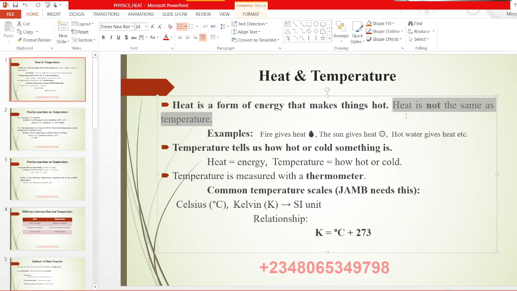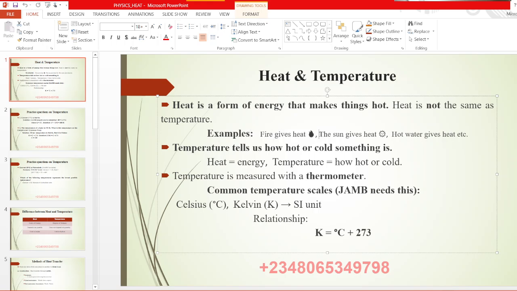It should not be misinterpreted with temperature. They are two different things, and most students make mistakes on that. So let's look at some examples. Fire gives heat. I gave you an example of a gas cooker with a pot. Water is in that pot. The energy is generated through the gas cooker and it is transferred vis-a-vis the pot to the water in the pot. So an example is fire gives heat.